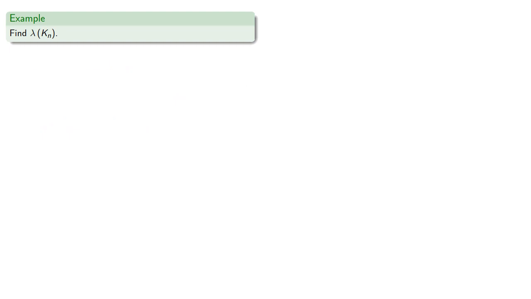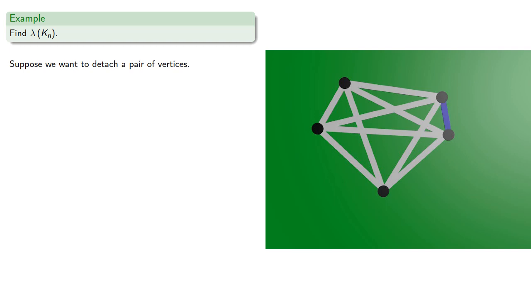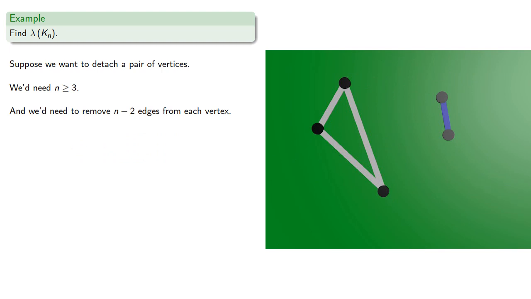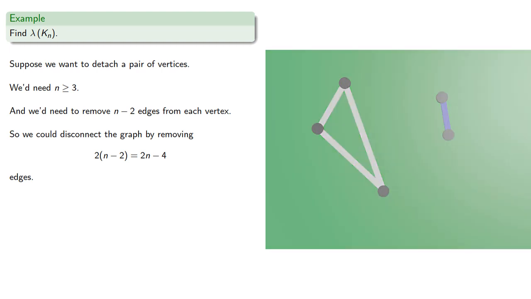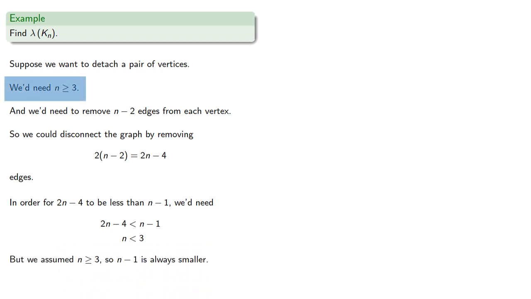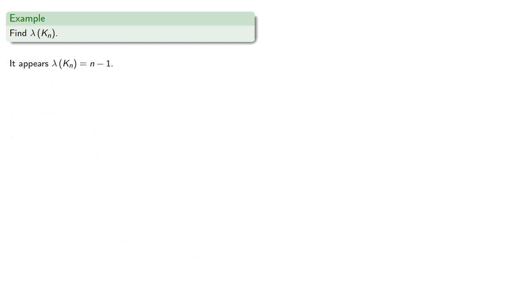Could it be less? Well, suppose we want to detach a pair of vertices. We'd need to have at least 3 vertices. And we need to remove n-2 edges from each vertex. So we could disconnect the graph by removing 2 times n-2 edges. Now, in order for 2n-4 to be less than n-1, we'd need n to be less than 3. But we assumed that we had at least 3 vertices. So in these cases, n-1 is always smaller. And so it appears that lambda Kn is n-1.